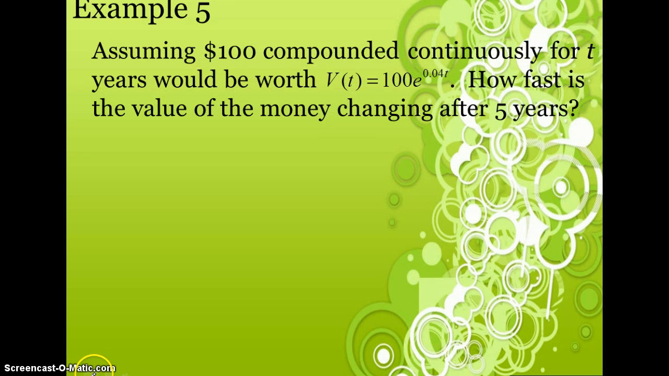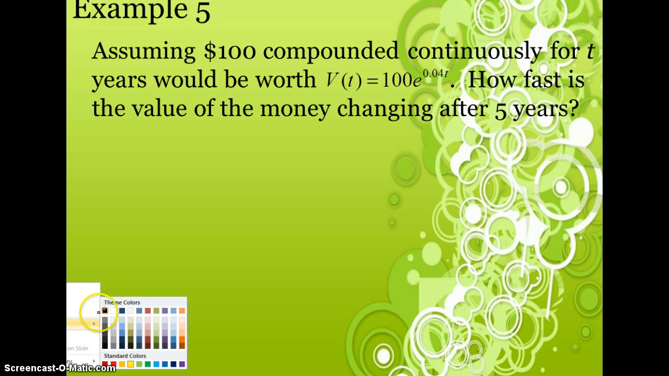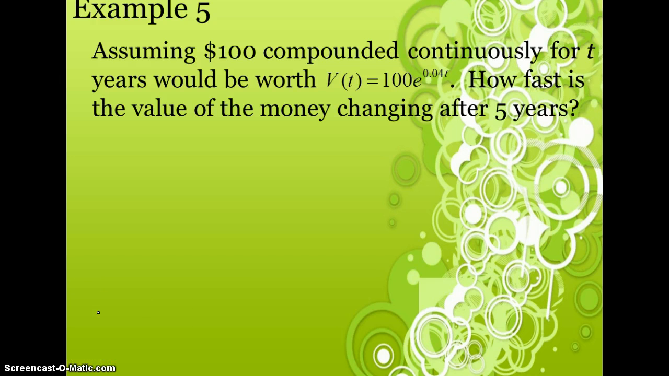All right, so for our last one, we're going to do a little bit of a word problem. $100 compounded continuously, and so on, equation. So I know that my V equals 100 e to the 0.04t. How fast is the value of the money changing after 5 years?